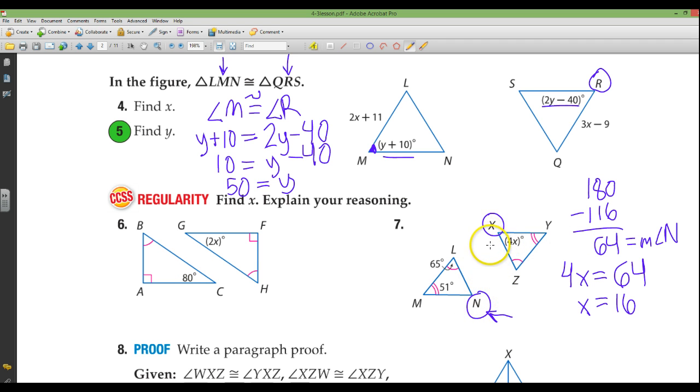For our explanation to this, we could say that N corresponds to X, and N will be congruent to X by the third angles theorem. Since we have two pairs of corresponding angles congruent, then the third angle is congruent. So by the third angles theorem, angle N is congruent to angle X, where angle N is equal to 64, and therefore 4X is equal to 64. So something like that.